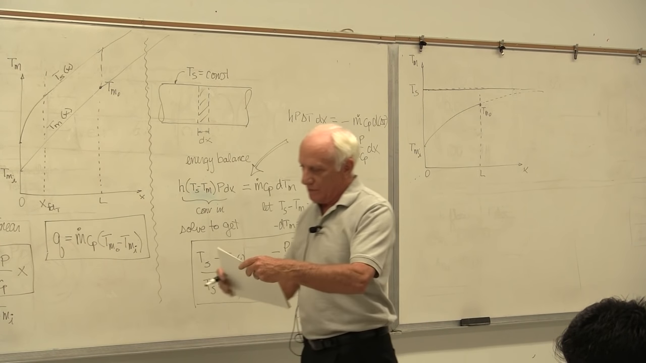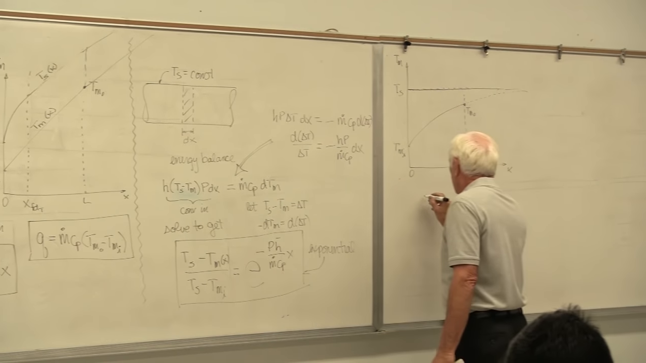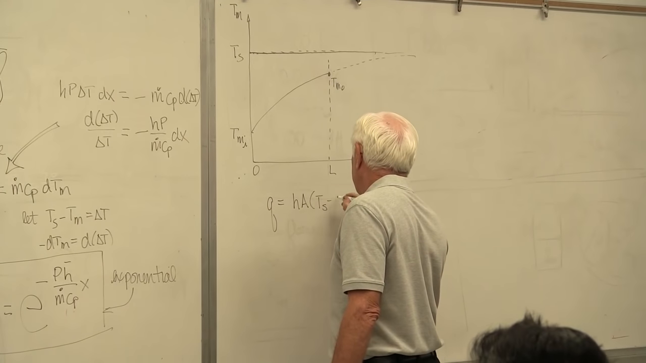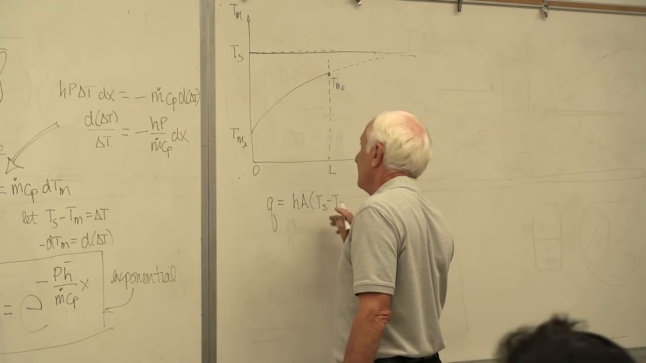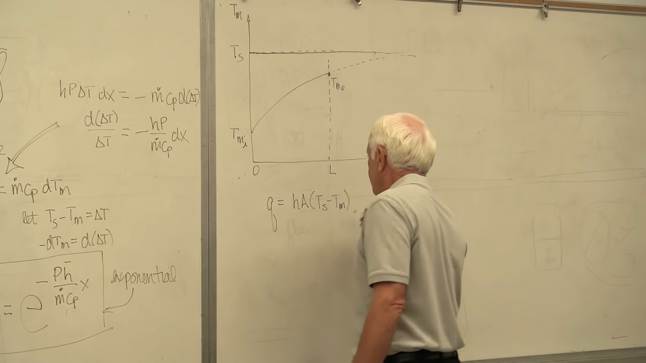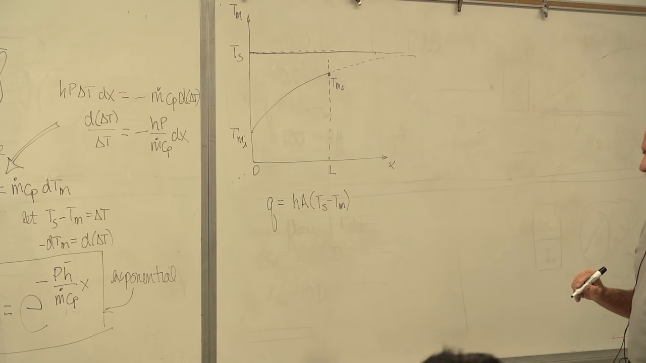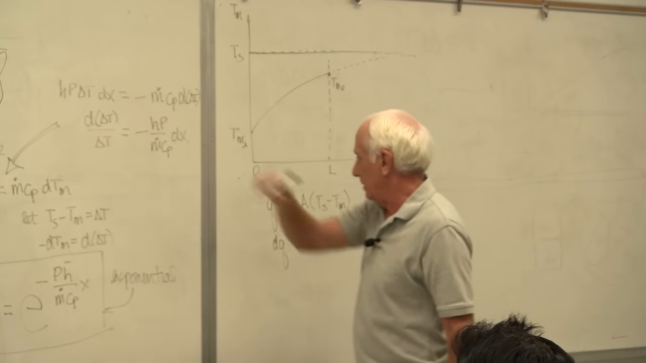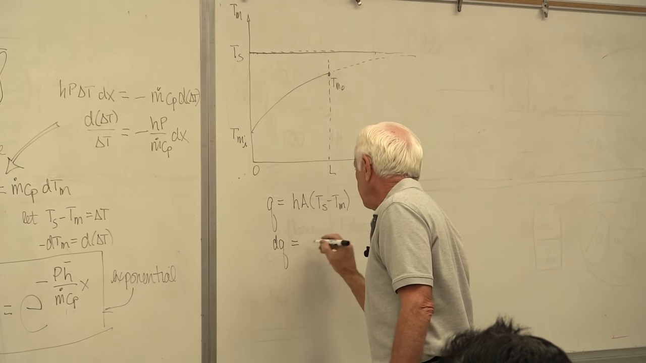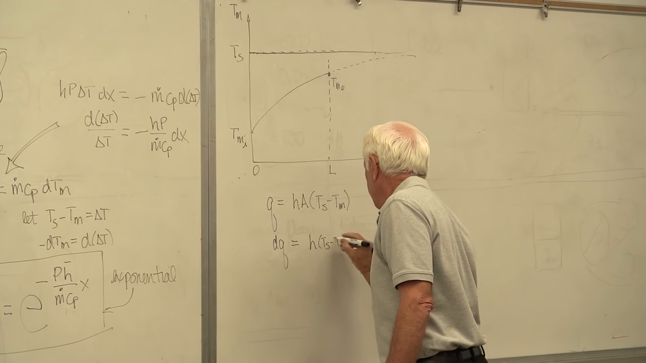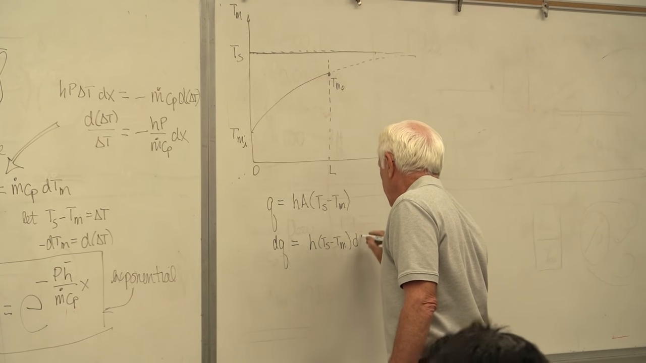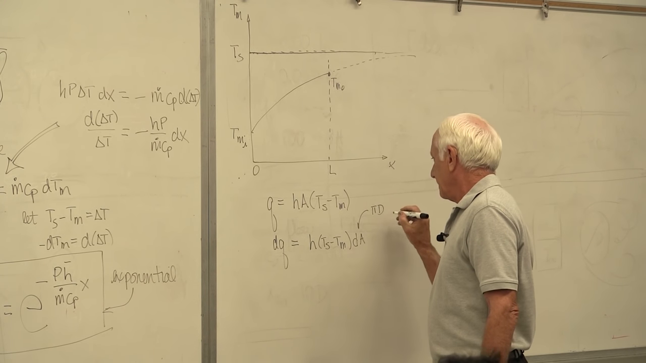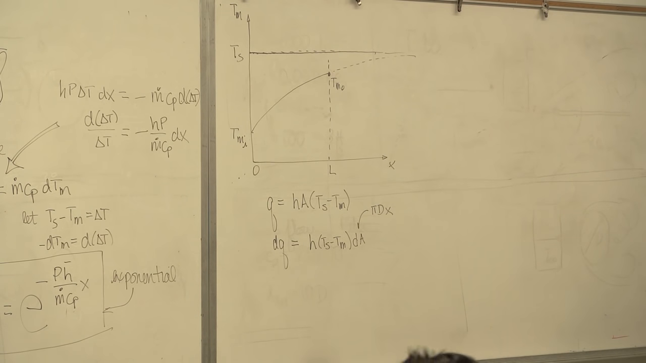Now, let's take a look at how we get Q over here. Q equals h A delta T, T_s minus T_mean. T surface is hot, T mean is cold, okay. If I want to get my little dQ right here, dQ in that little differential area is equal to h (T_s minus T_m) times my differential area. And my differential area there is circumference pi d times the length x. So dA is pi d dx.